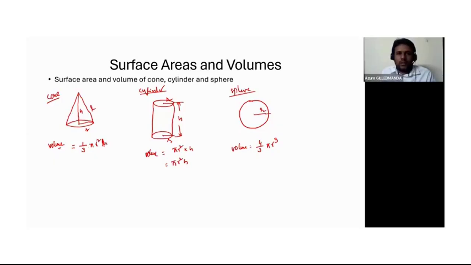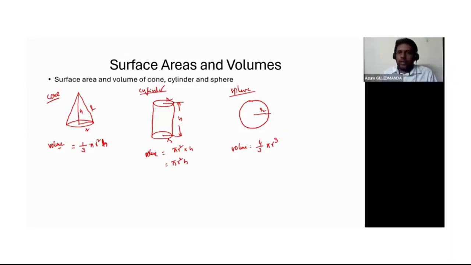Yeah, I had that doubt. So this is 1 by 3 pi r square h. The height we need to multiply. Okay, so we learned the surface areas, CSA and TSA, and now we learned the volumes. So these formulas you need to remember to solve the problems. Then we can get into the problems.